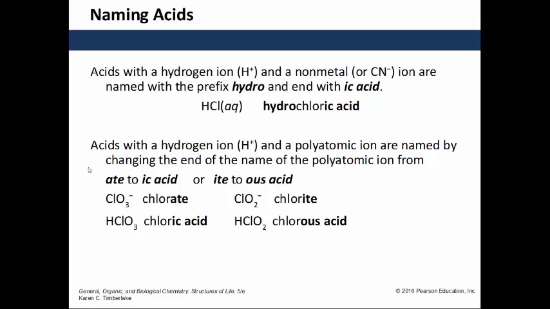Now, acids with a hydrogen ion and a polyatomic ion are named by changing the end of the name of the polyatomic ion. If the polyatomic ion ends with -ate, it will be changed to the ending -ic. This ion here, chlorate, if you add a hydrogen ion to it, you get chloric acid. If the ending of the polyatomic ion is -ite, that gets changed to -ous, and then acid. So for this example, this is chlorite. So if you add a hydrogen ion to it, you get chlorous acid. So all you're really doing is changing the ending either from -ate to -ic or -ite to -ous.